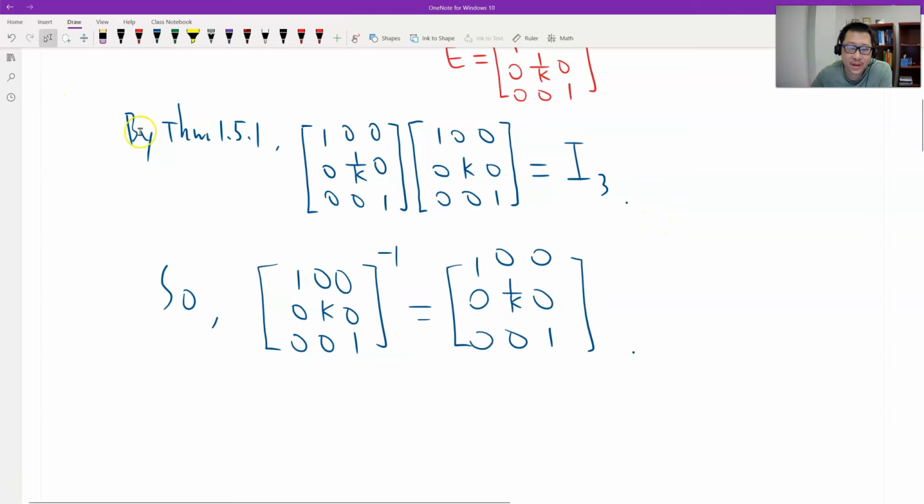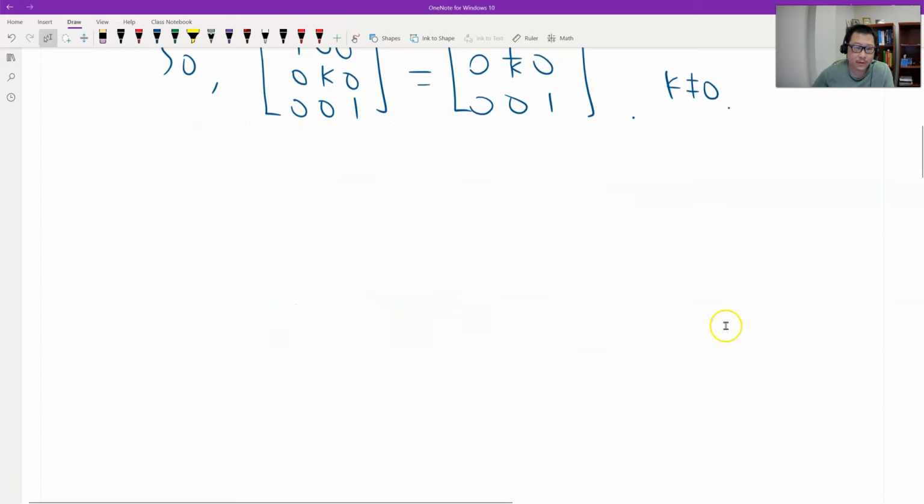So that's the first. The first type of elementary matrix is invertible, and the inverse is also the first type, just changing k to 1 over k. And in this case, of course, k is definitely not 0. Then let's look at the second type.